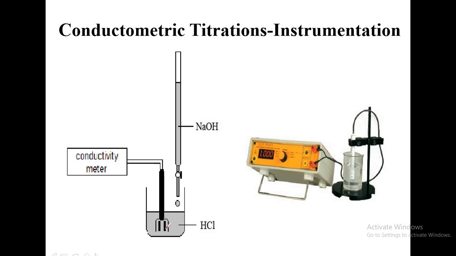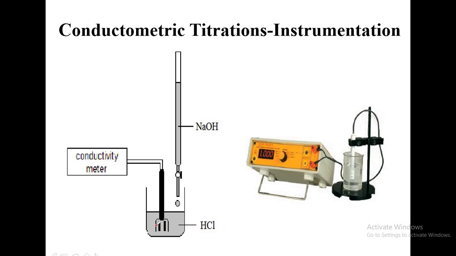And this is the conductivity cell. Conductivity cell consists of two platinum electrodes. They are separated by a distance of 1 centimeter, and the area of cross section of each electrode is 1 centimeter square. So when it is dipped in the solution, it measures the specific conductance of the solution. So this is nothing but the conductivity cell. It consists of two platinum electrodes separated by a distance of 1 centimeter and area of cross section of each electrode being 1 centimeter square.